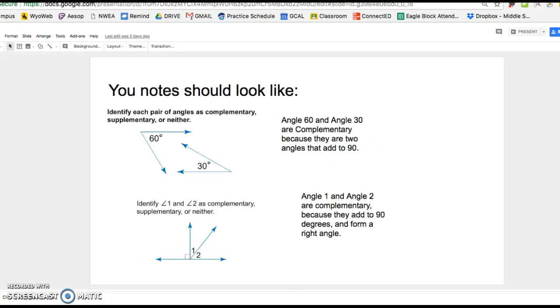So in your notes, it should look like this. Angle 60 and angle 30 are complementary because they are 2 angles that add to 90. And then angle 1 and angle 2 are also complementary because they add to 90 degrees and they form a right angle. And I know this looks like a lot of notes, but the more notes you take now, the easier it will be on your quiz, and you'll have them as a resource to look back on.